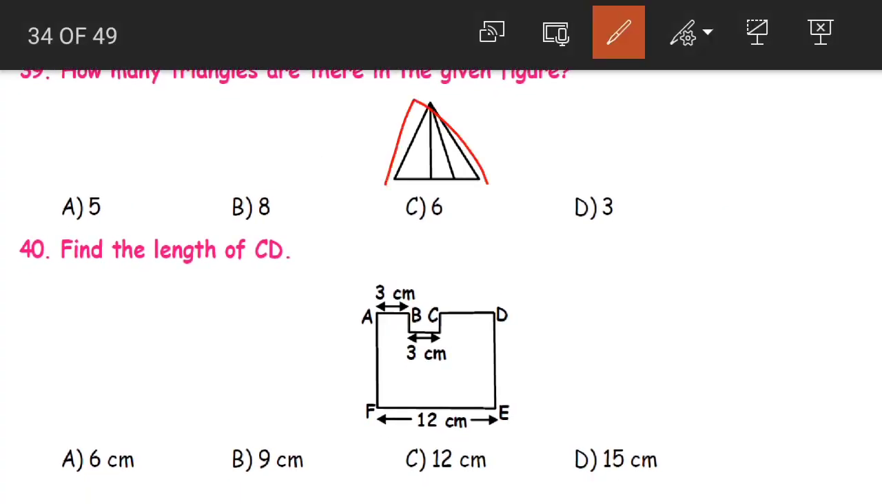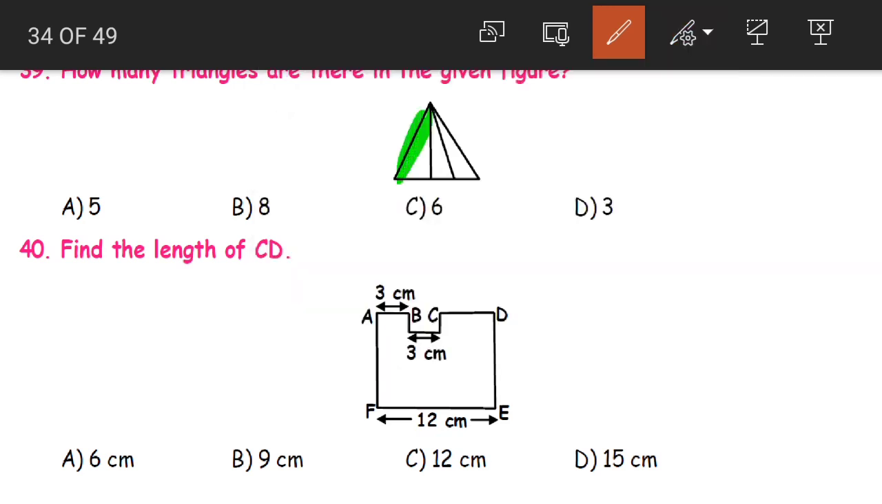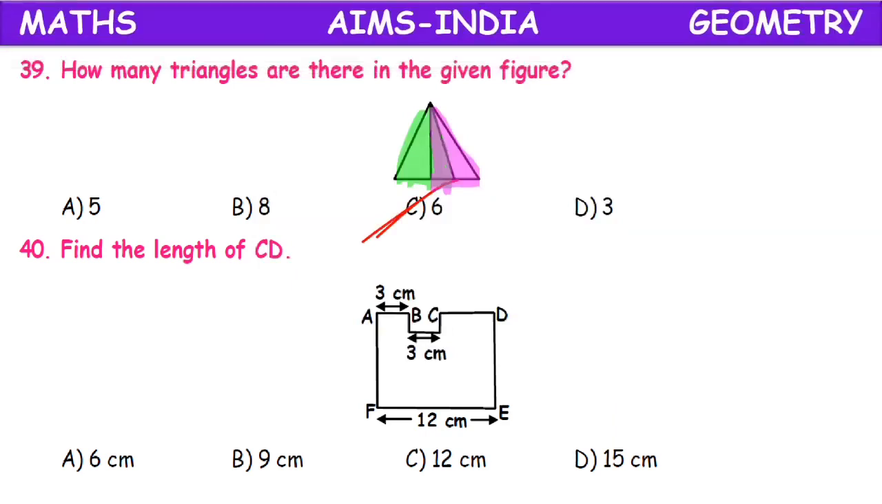We have the big triangle 1, then we have this 2, then we have this 3, then we have 4 triangles. Okay, 4. Now apart from this, if we consider this as a triangle, we have the 5th triangle, and then if we consider this as a triangle, we have the triangle number 6. So what are the total number of triangles in the given figure? Option C, 6.